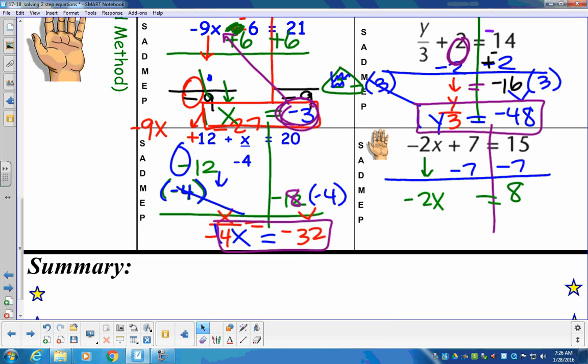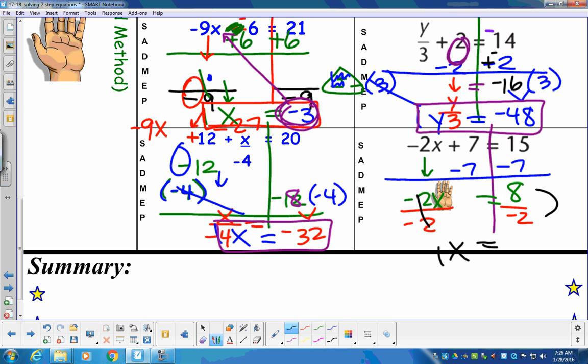Hand method kicks in. I take my hand, cover the variable X. The operation is multiplication. To get rid of it, we would divide by all of that, by that -2. Copy, paste. On the left-hand side, we have a 1. X equals, on the right-hand side, we have a triangle problem, which is -4. Go ahead and box in that answer. Answer is -4. Go ahead and check to make sure that that's there.